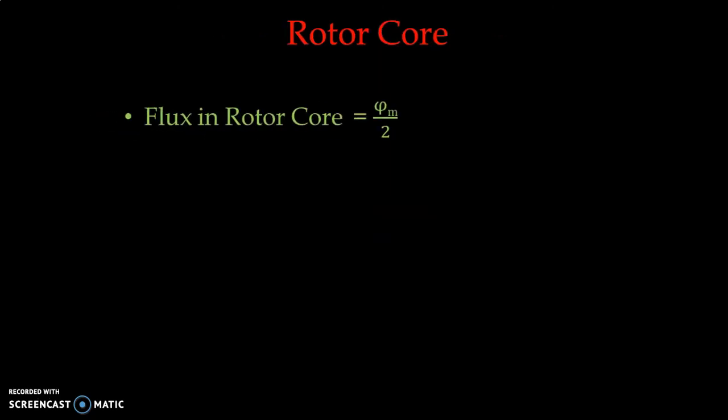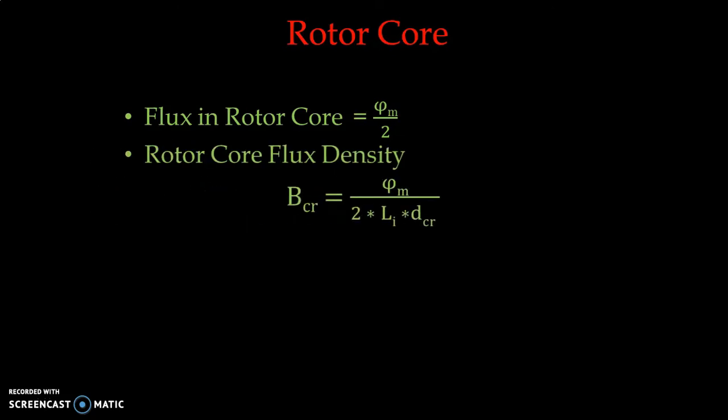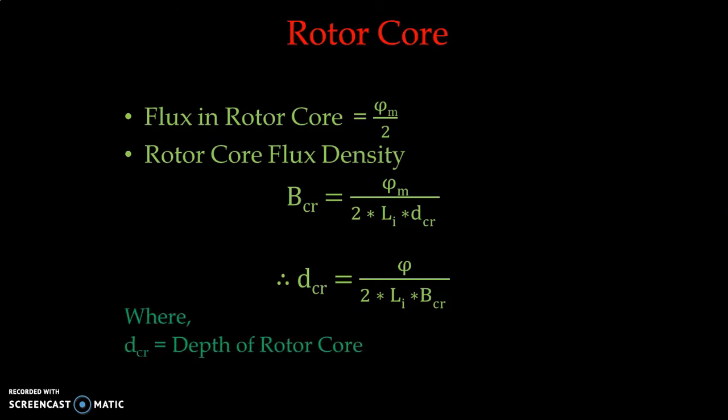And the same way we have the rotor core. We know that flux passing through the rotor core is half of the main flux, and rotor core flux density is BCR, C for core and R for rotor. So that can be given by this equation, phi m divided by 2 and divided by area, that is Li multiplied by DCR, where DCR is the depth of the rotor core. If rotor core flux density, normally 1.4 to 1.5 Weber per meter square, is appropriately chosen, then depth of the rotor core can be easily calculated with this equation, where DCR, as I said, is the depth of the rotor core. So I must stop here.